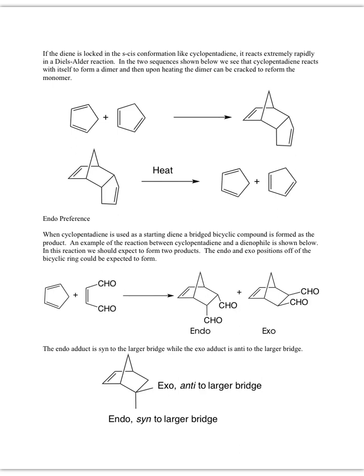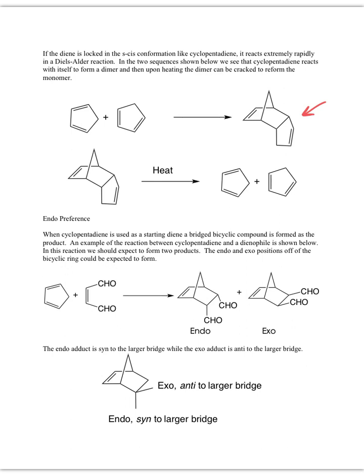Okay, so the Diels-Alder, here we have the cyclopentadiene, which can dimerize in the Diels-Alder process to form this product over here. We can heat this and it can fall apart into the two cyclopentadiene starting materials. Okay, so it's a reversible process.